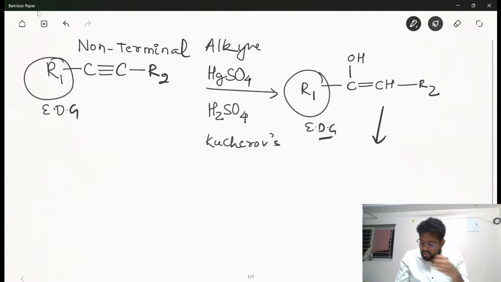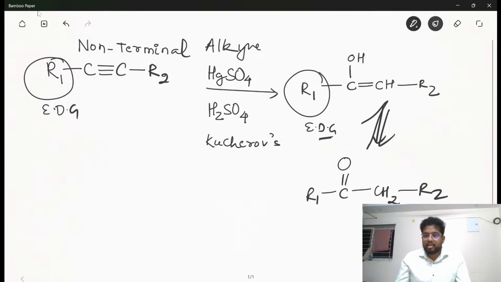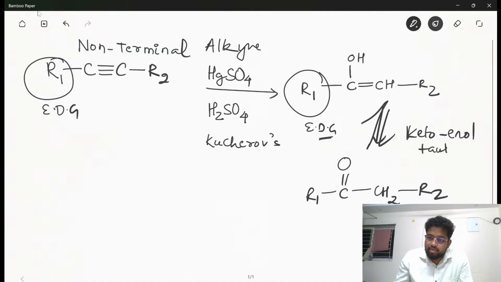Now here in the next step, which is reversible, we get the keto-enol tautomerism. R1 C double bond O CH2 R2. Agree? Very simple step is this one. Keto-enol tautomerism. After doing keto-enol tautomerism, you know keto form is generally more stable. Although there are cases where enol form is more stable, keto form is generally more stable.